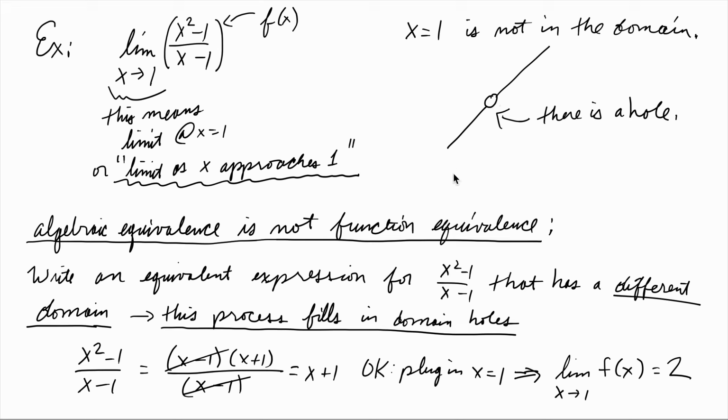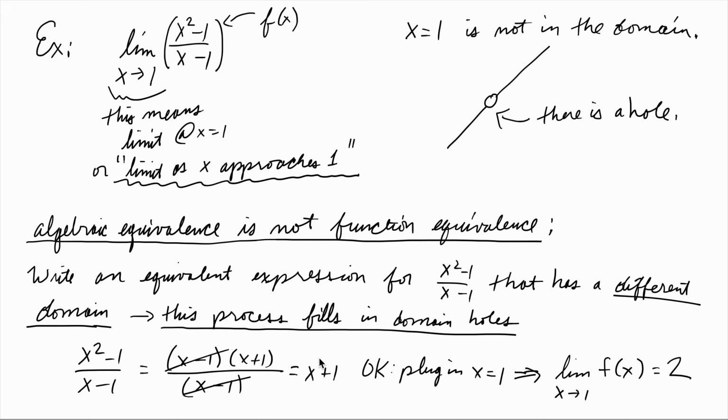Now how can we see that? If we take the expression, we're going to look for something that's algebraically equivalent to it: factoring, canceling. This is equal to this, but not really. It's equal in an algebraic sense, because we can simplify to here, but it's not equal in a function sense, in a domain sense.